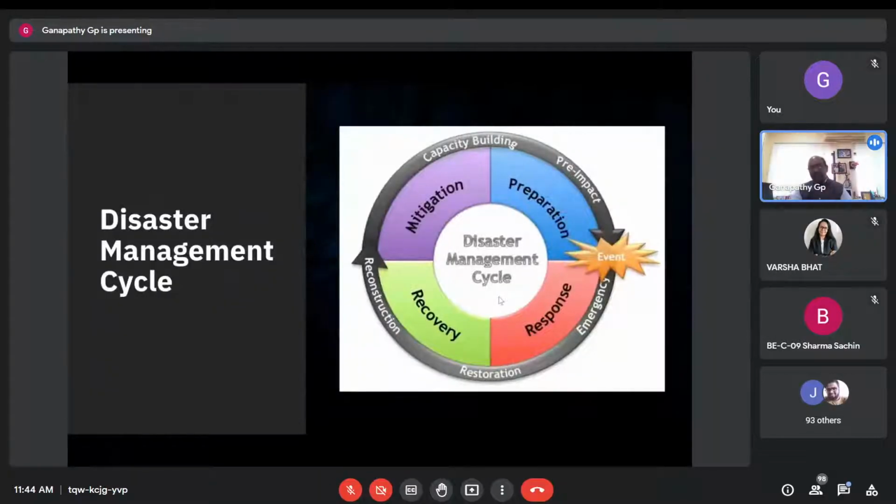Okay. So this is nothing but the disaster management cycle. Immediately after the disaster, you have the response. So what is the response? You have to rescue people immediately. That is nothing but the response. In rescue, we have a major challenge.